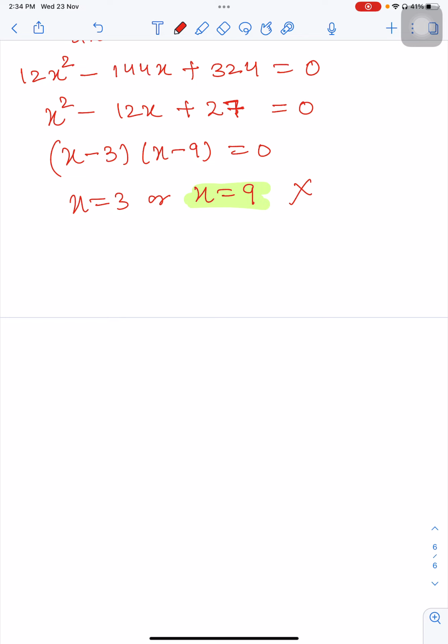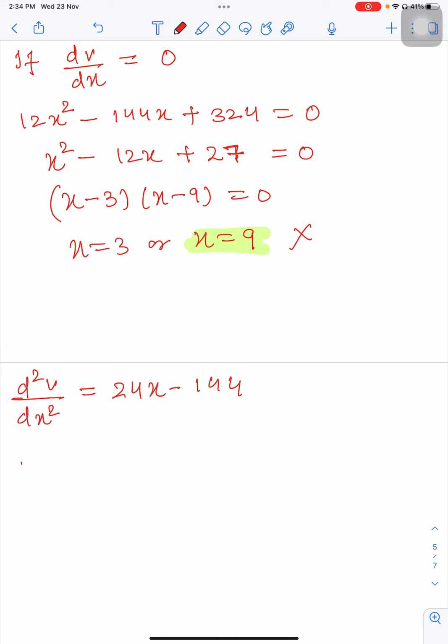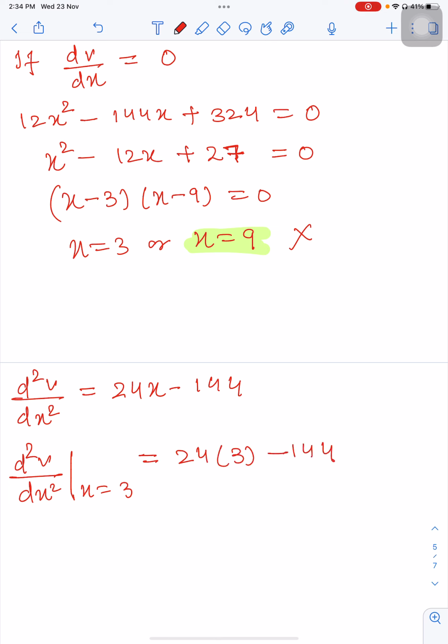Now we have to prove that at x equals 3 the volume is maximum. So we find the second derivative. This is how we write the second derivative. Let's differentiate the function again. We get 24x minus 144. Now put x equals 3. So we have 24 times 3 minus 144, which gives 72 minus 144. That is negative 72, which is less than 0.